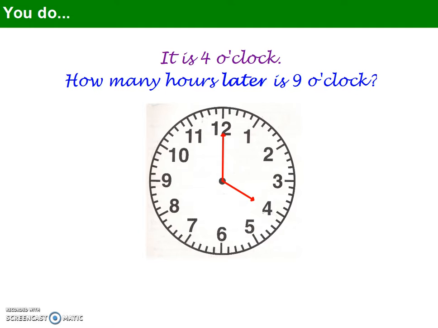So let's have a look at this question. It's 4 o'clock. How many hours later is 9 o'clock? Well, I'm currently at 4 o'clock and I'm wanting to get to here, which is 9 o'clock. So let's count on. Well, 4 o'clock to 5 o'clock is 1 hour. 5 o'clock to 6 is 2 hours. 6 o'clock to 7, 3 hours. 7 till 8, 4. 8 till 9, 5. So we're looking at 5 hours.